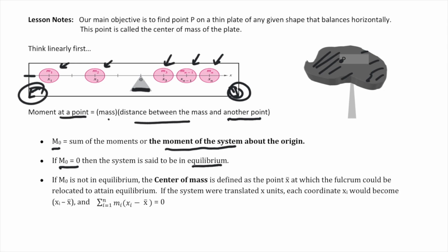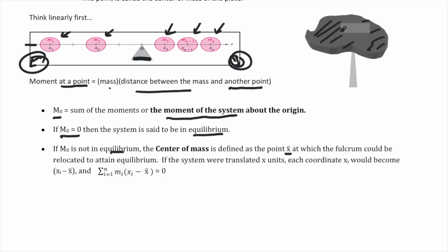If M sub O is not in equilibrium, then the center of mass is defined to be some other point, x bar, at which the fulcrum could be relocated to obtain this equilibrium. If your system were translated those x units, then each coordinate x sub i would become x sub i minus x bar, and we would be able to write the sum of each of these masses multiplied by their distance is going to be equal to 0.